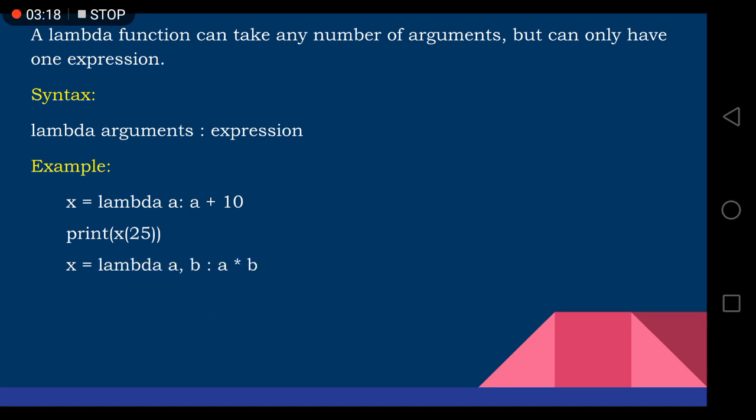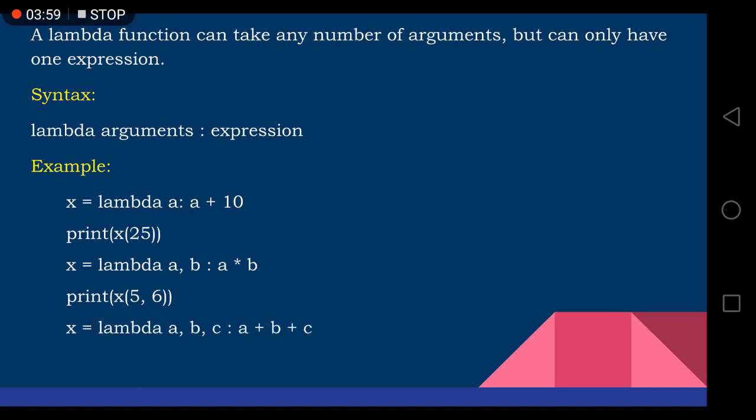Here is another function: x = lambda a, b : a * b. This is the next example of a lambda which has two arguments, a, b. The expression does a * b. It multiplies the two arguments, and the answer is stored in x. So the output statement is print(x(5, 6)). That means a is given the value 5 and b is given the value 6, and the answer will be printed as a * b, 5 * 6, which is 30. This is the example for two arguments.